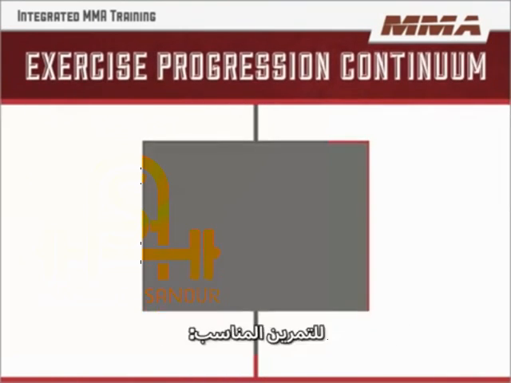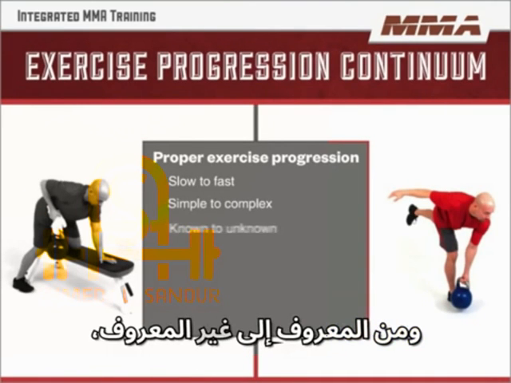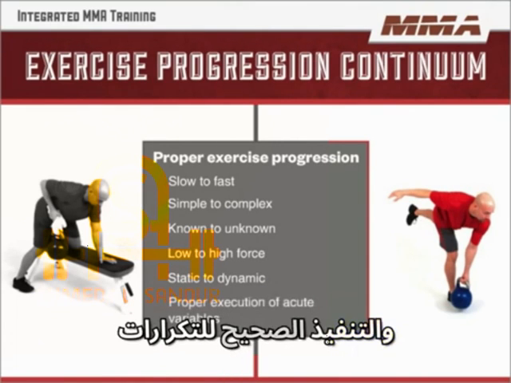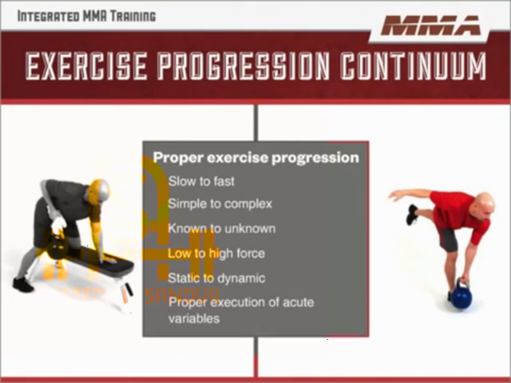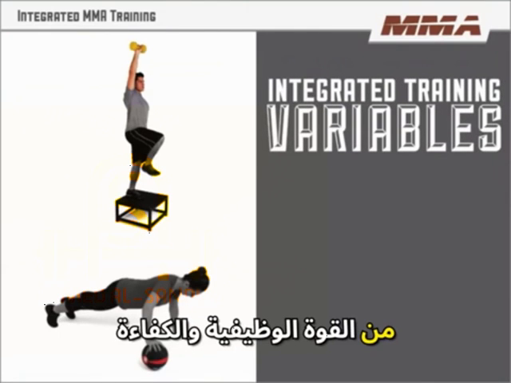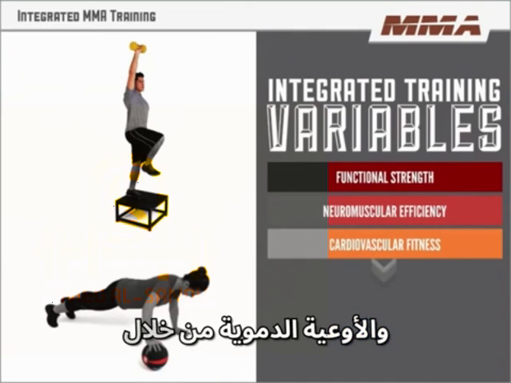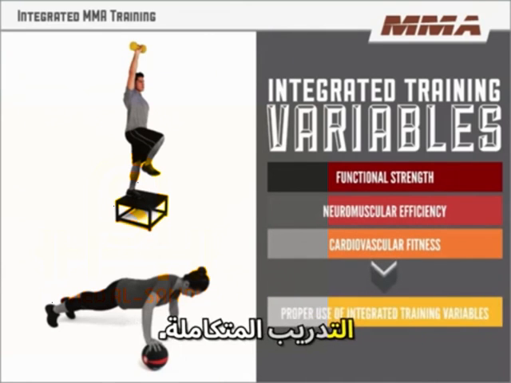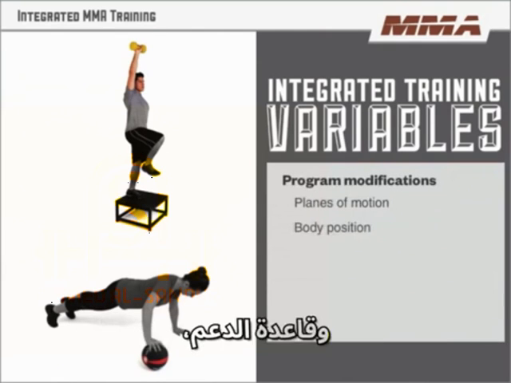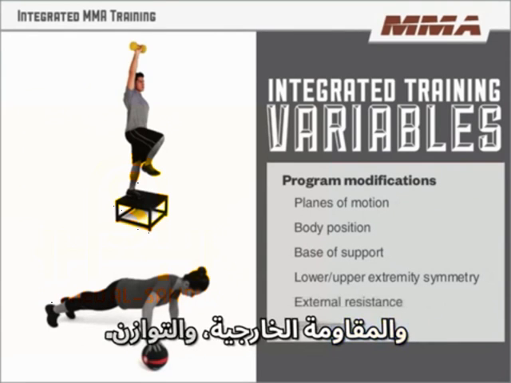Here are the key concepts for proper exercise progression: slow to fast, simple to complex, known to unknown, low to high force, static to dynamic, and correct execution of increased repetitions, sets, and intensity. As you remember, the training camp program helps you develop the best possible levels of functional strength, neuromuscular efficiency, and cardiovascular fitness through the proper use of integrated training variables. You can also tailor the program for clients by modifying planes of motion, body position, base of support, lower and upper extremity symmetry, external resistance, and balance.